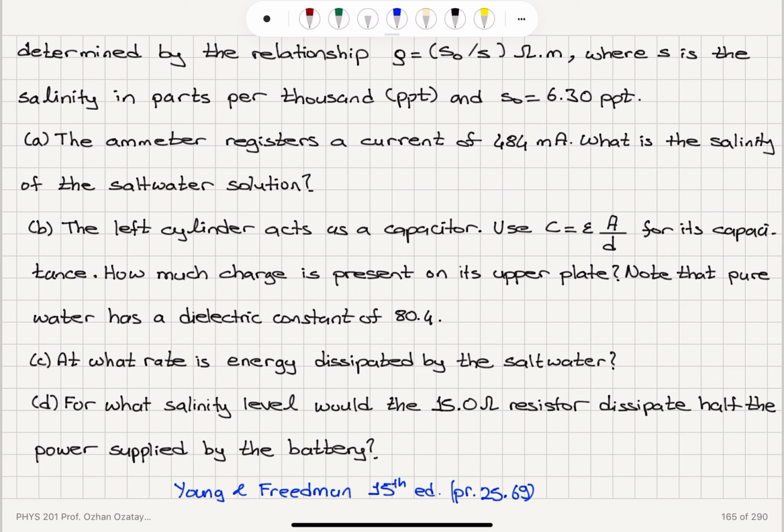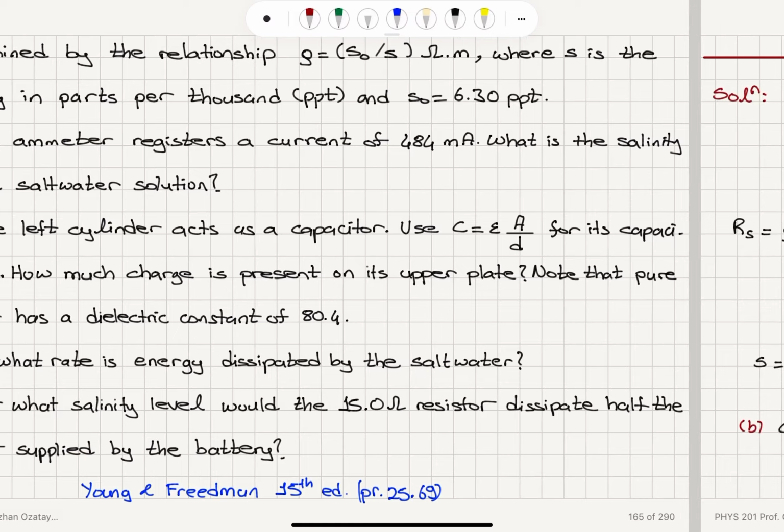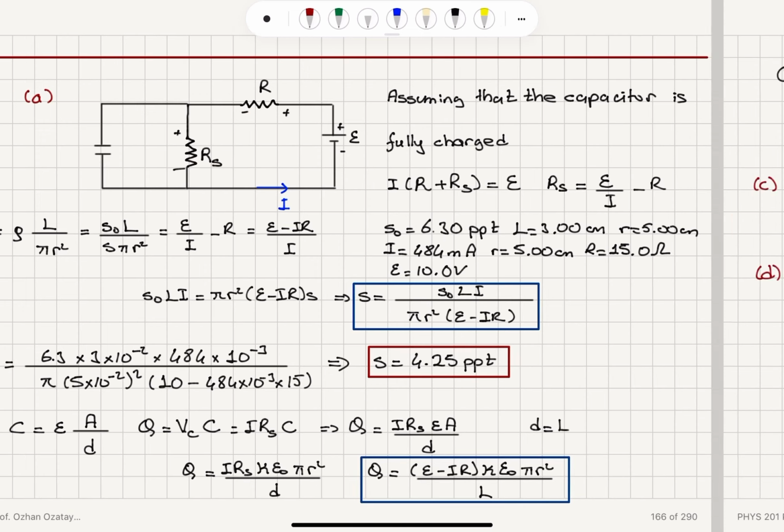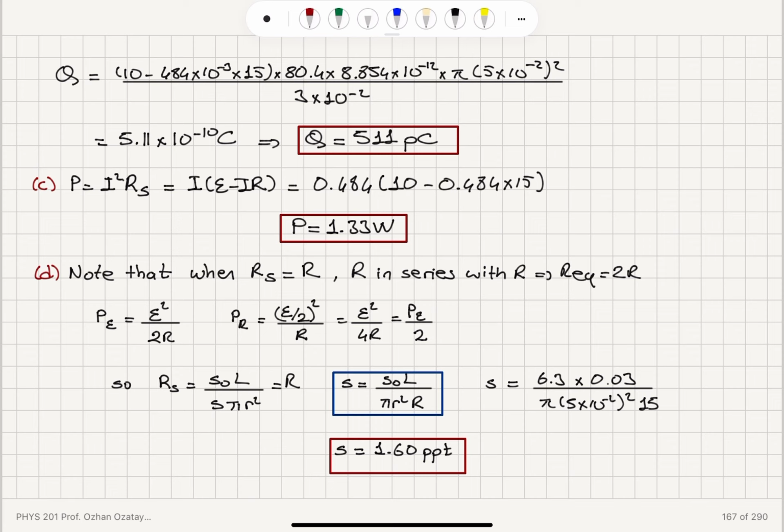For what salinity level does the 15 ohm resistor dissipate half the power supplied by the battery? For equal sharing of power here, these two resistances should be equal. It's the maximum power transfer theorem, and here I show it explicitly.